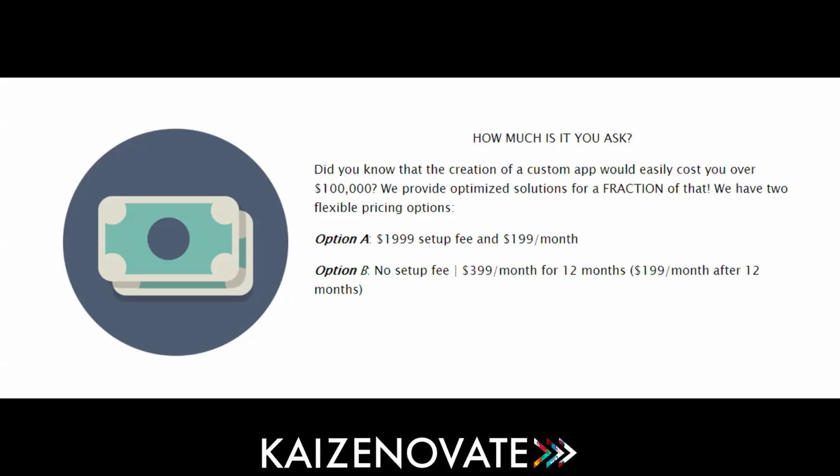So on our website, our pricing states that option A is a $1,999 setup fee and then $199 a month. Or if you don't want to pay the setup fee and you'd rather just go month to month, you would pay $3.99 for the first 12 months and then $1.99 for every month thereafter. And just so you know, it is a bit more expensive. It's a few $100s more, but we are financing it out for you.